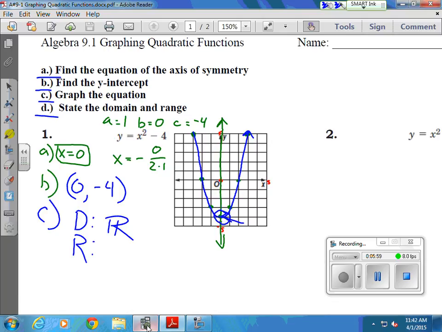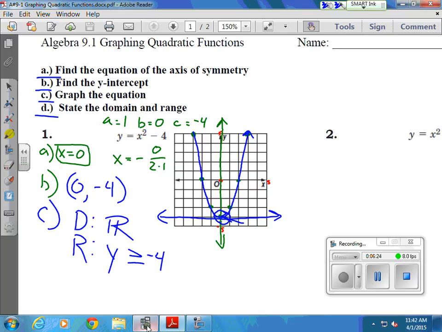What about the range? Does this parabola have a ceiling or a floor? It has a floor. Because it gets to this point, 0, -4, and never goes below that. So this has a floor. So that means all of its y values are going to be greater than or equal to that floor number, which is -4.